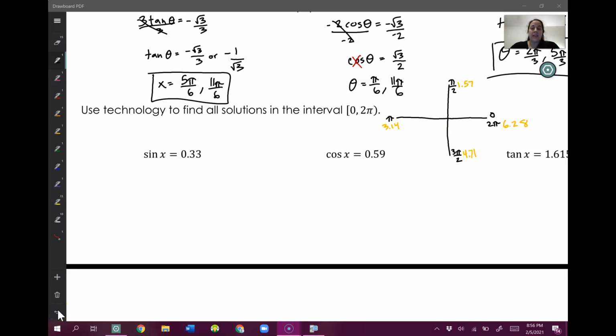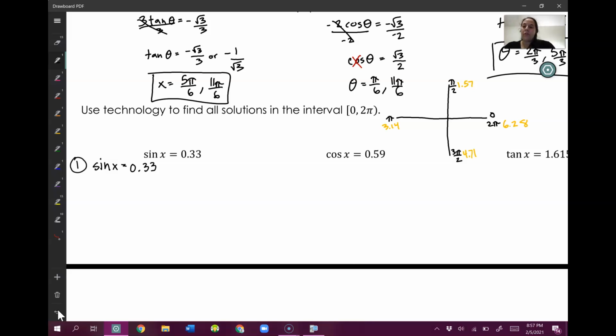Last video of this lesson. Solving these equations when the number over here does not match your unit circle. These problems are a little bit more complicated, and I would think of them as two steps. Your first step, you're going to solve the equation. So I have sine of x equals 0.33.